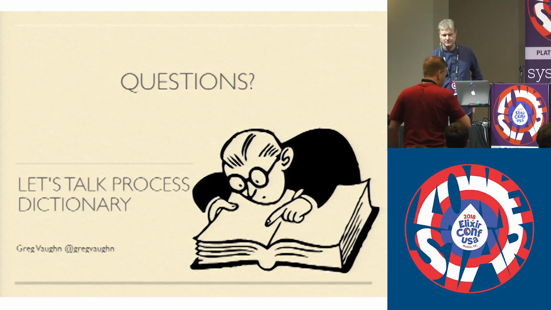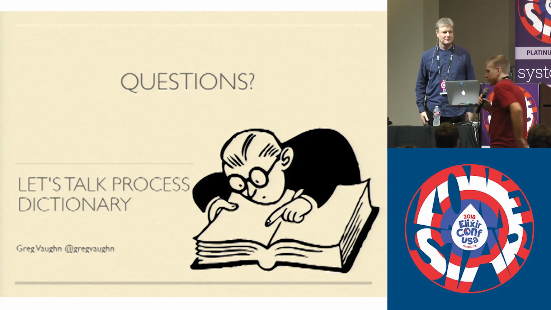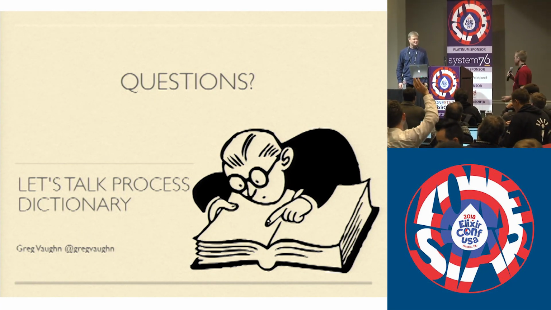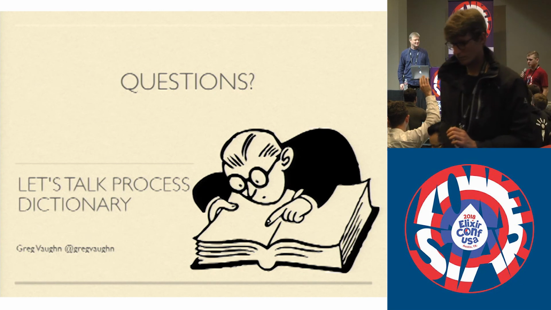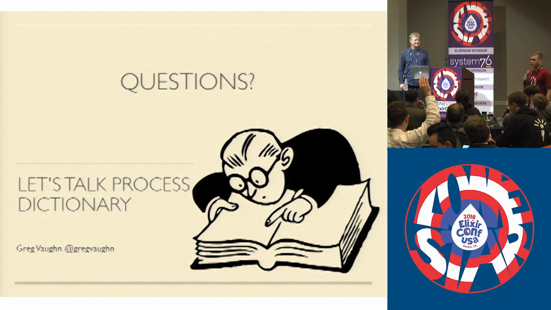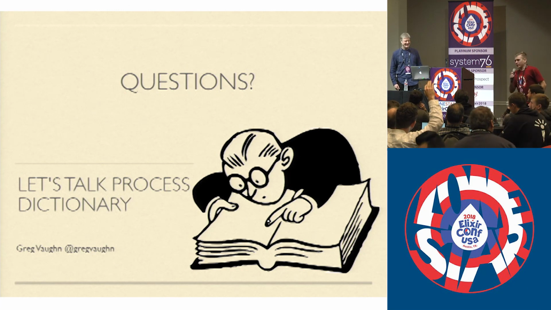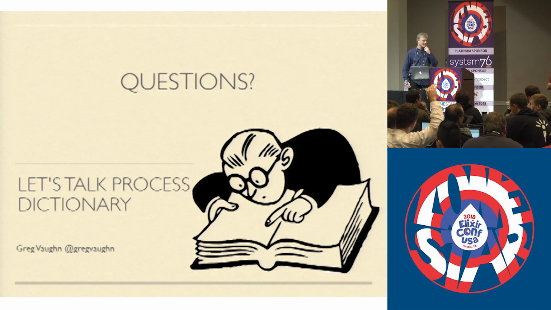It was always my understanding with these kinds of things that you just have to ask yourself two questions before you start writing macros or using process dictionaries. Am I José Valim, or do I have written permission from José Valim? Anyway, questions?